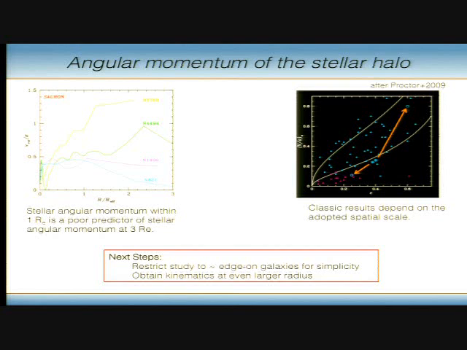So over here, this is a V over sigma versus radius plot. The vertical line shows the approximate field of view of Sauron. So each of these galaxies would be called a fast rotator, according to the IFU data in the center. But when you go to larger radius, they all have discrepant behavior. And this changes classic results.